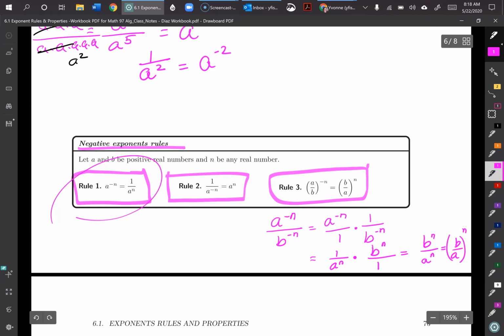Make sure that looks like an a, not a 9. So it's just combining all the rules into one thing so that it's much easier to deal with. So basically you're just inverting, doing the reciprocal, and then changing the sign of the exponent. So that's a really great property and one to memorize.